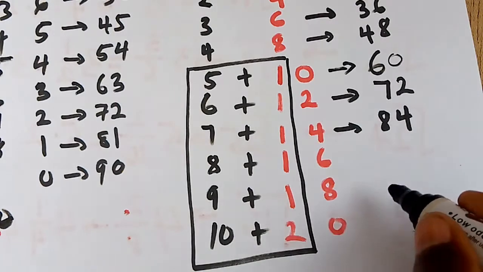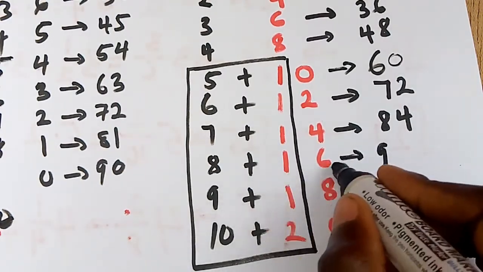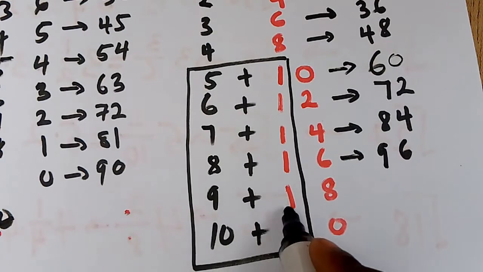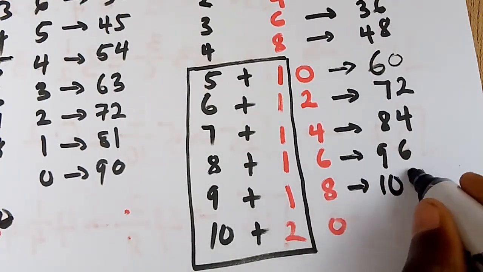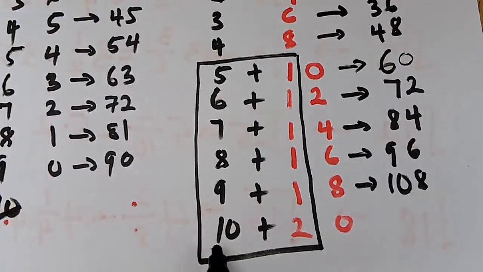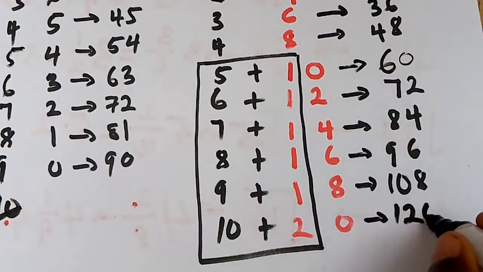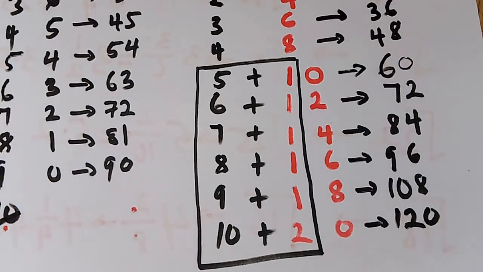8 plus 1 is what? 9. So you come and write your 9 here, plus 6, 96. Okay, let's move on. 9 plus 1 is 10. So you come and write 10 here. You add the 8, so 108. And the last one, 10 plus 2 is 12. So you write your 12 here, add a 0, making 120. This is very easy.